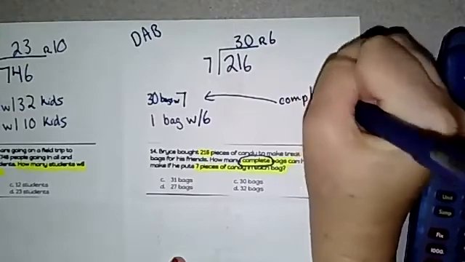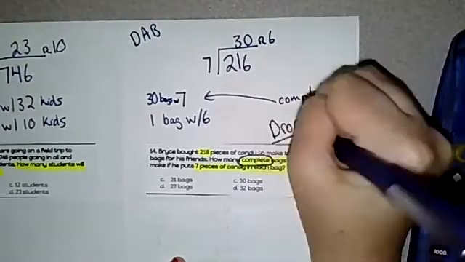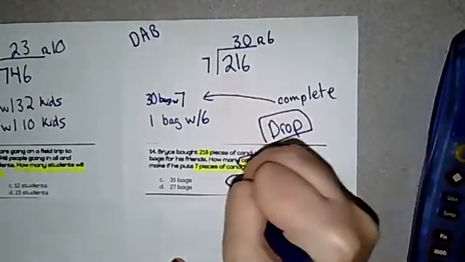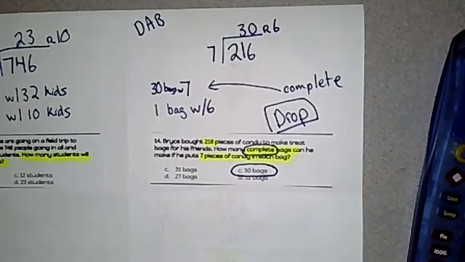So this is one of those questions where I drop it, right? Drop the remainder. Your answer is 30. Because I don't have 31. I have 30 that have all of them. My love.